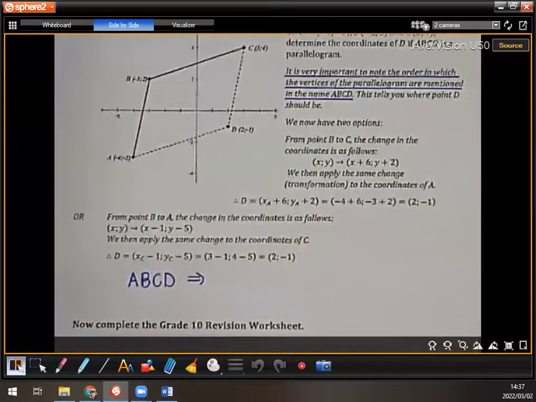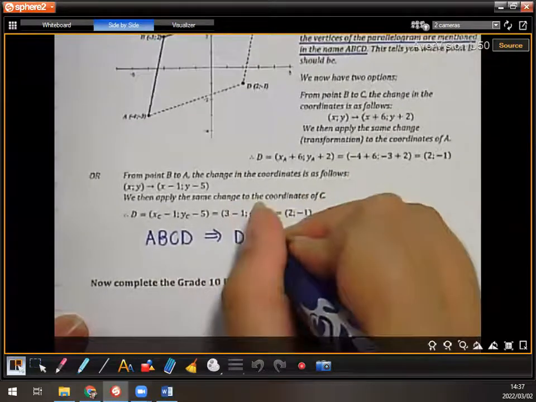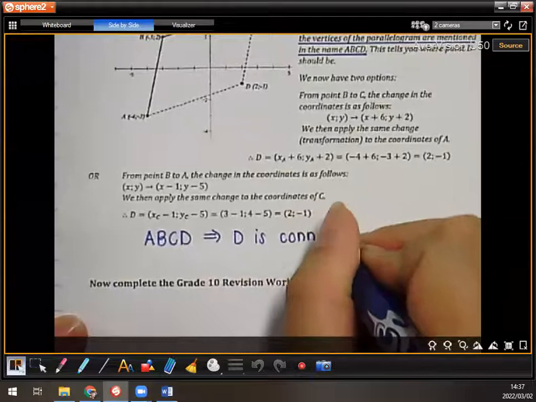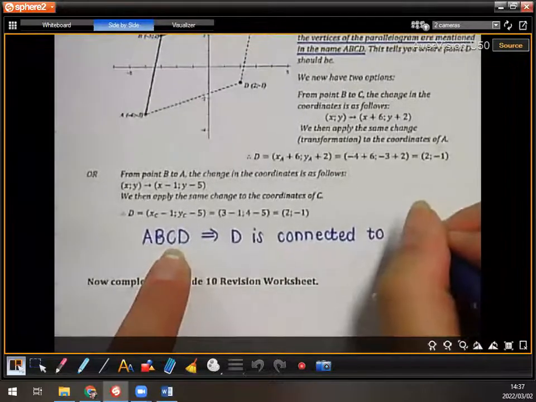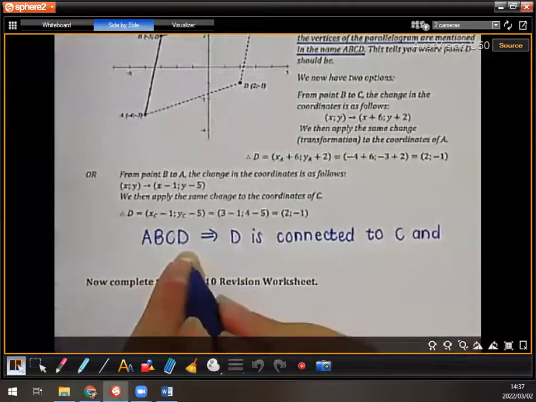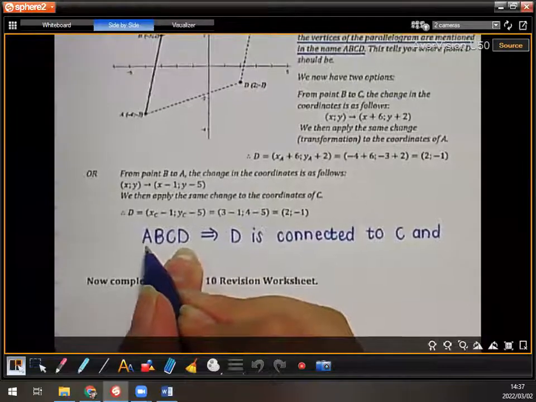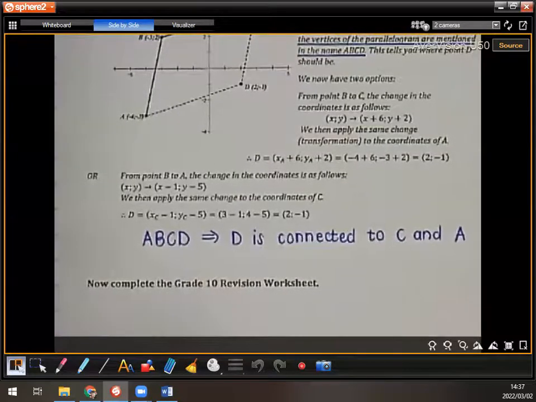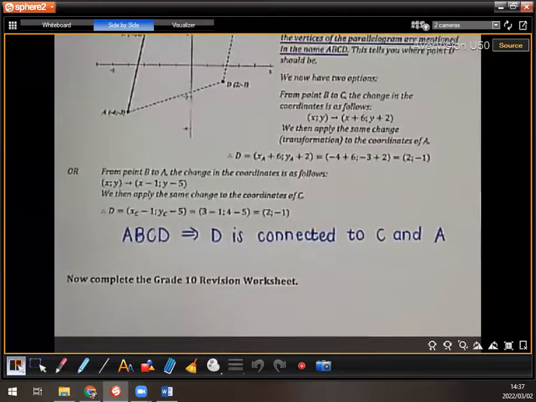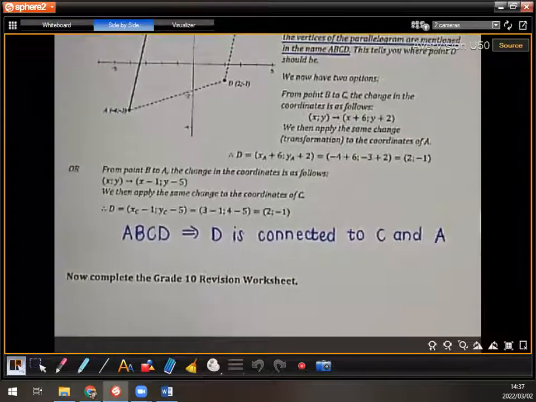That means that D is connected to the letter in front, to C, and then it's the last letter of the parallelogram, so it will have to be connected to the first one as well. So D is connected to C and A, almost like it's in between C and A. Because there are some questions where the fourth point can be in different places, and then the name of that parallelogram will tell you where that point is placed.